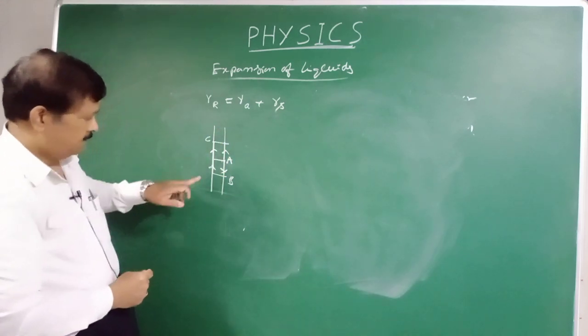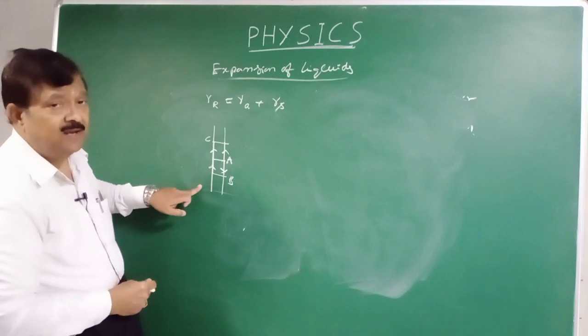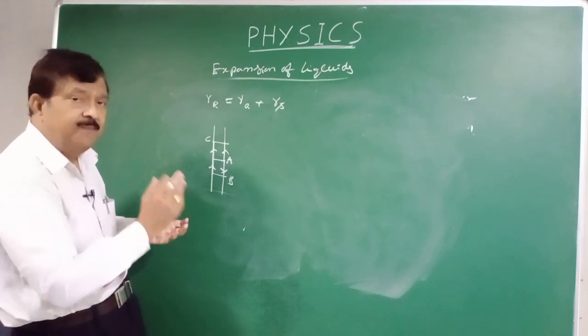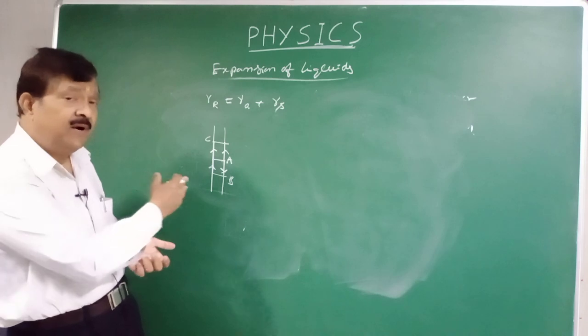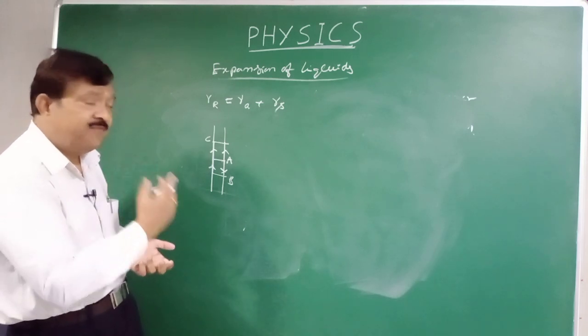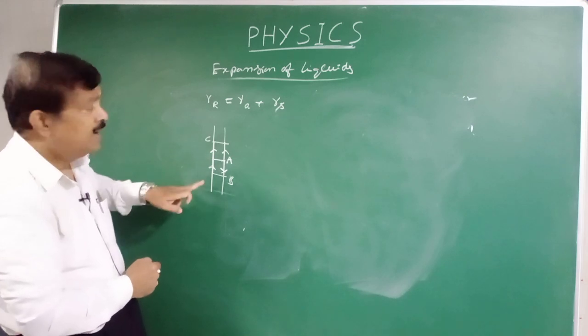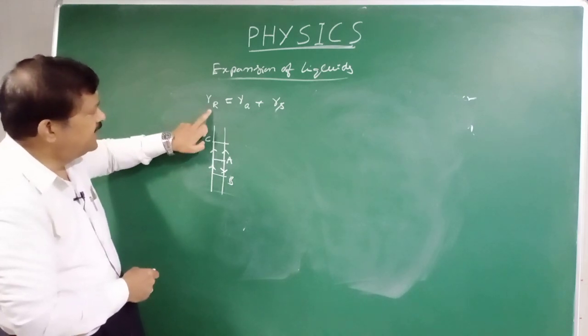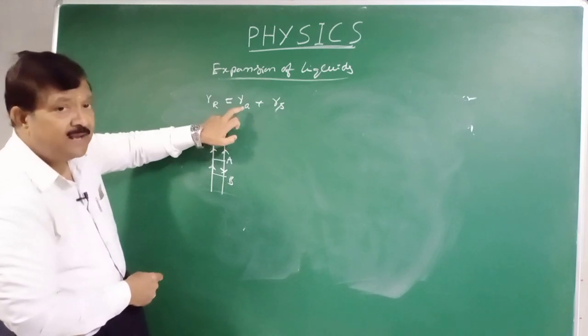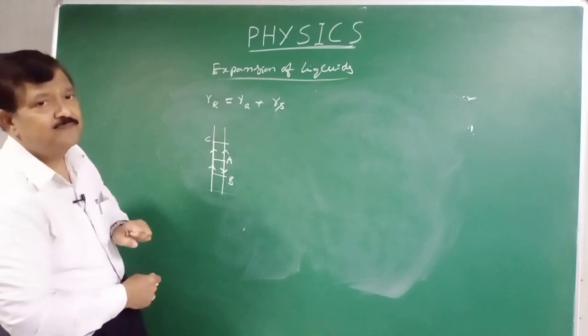Now in a container like this, suppose I have taken a liquid and I am increasing the temperature. What is happening to the liquid level? The liquid level is continuously increasing, and in this case the coefficient of real expansion is greater than the coefficient of apparent expansion.